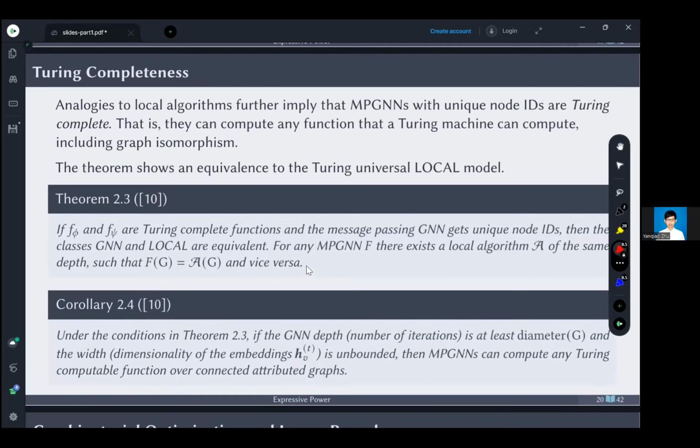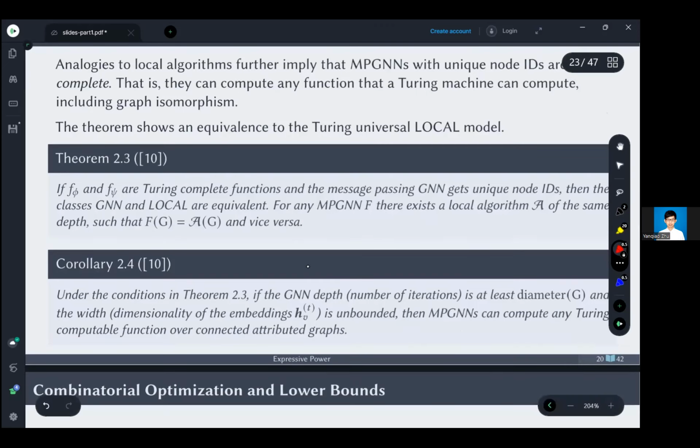Yeah. So the theorem itself is fairly simple. If I have two functions that are Turing complete, and if I can improve the graph neural network model with unique node identities, then this class of graph neural network models and the class of local algorithms are equivalent to each other. Basically, if I have a graph neural network function F, there exists a local algorithm that will give you the same output, and vice versa.